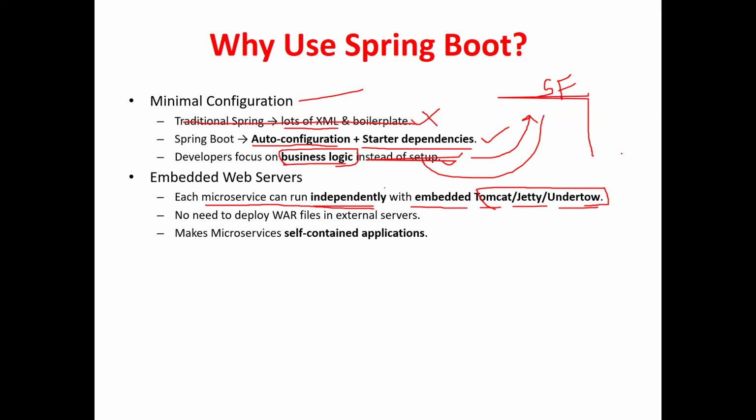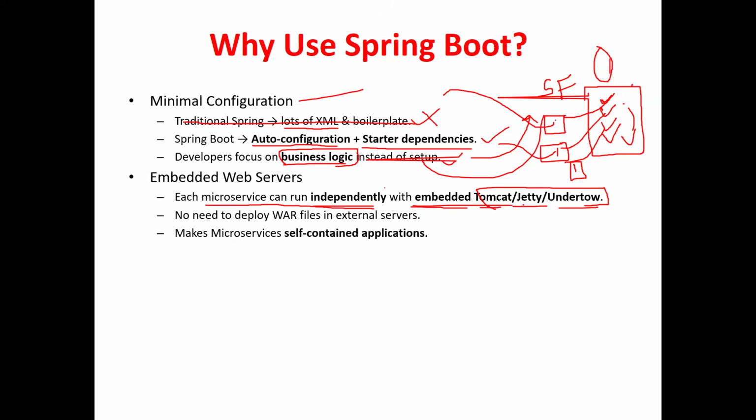Previously, if you take a single project, inside this project you will have all functionalities like user functionality, product functionality, cart functionality, order functionality, payment functionality, all available in a single project. But when it comes to microservices, every functionality has one project. This is the meaning. So when you divide a single project into microservice architecture style, we can run independently with an embedded server.